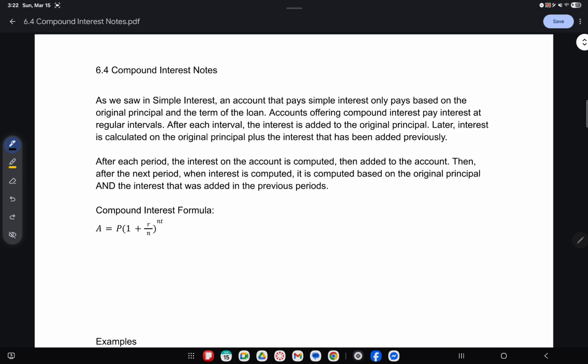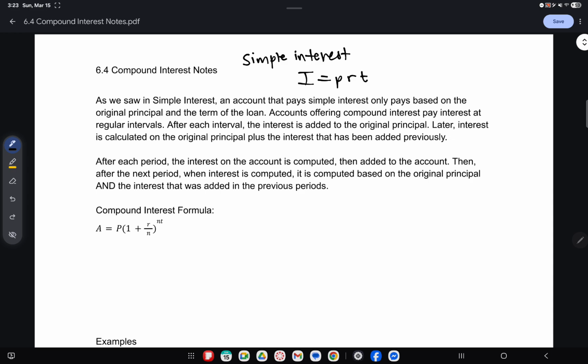So we're going to talk about compound interest. Remember with simple interest, our formula was interest equals principal times rate times time. And that only accounted for each month, on the original amount of the loan, the term of the loan, and that kind of stuff.